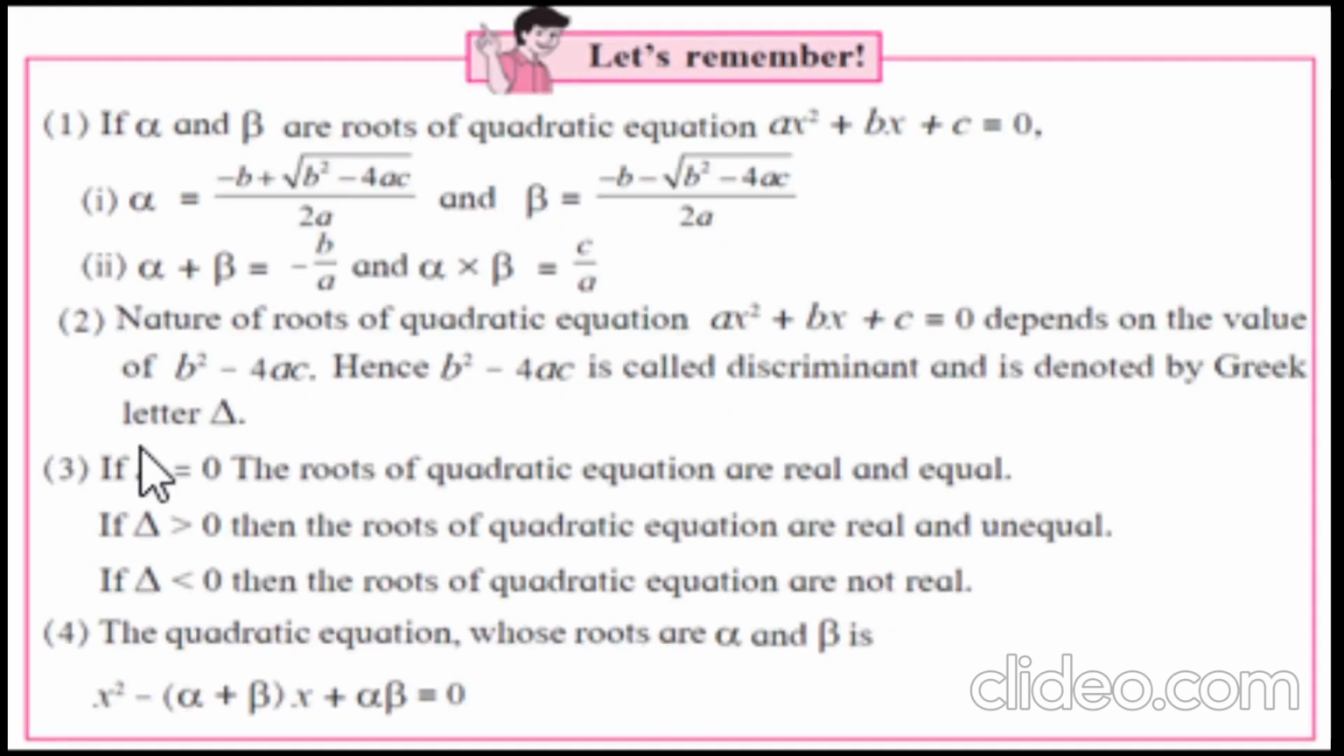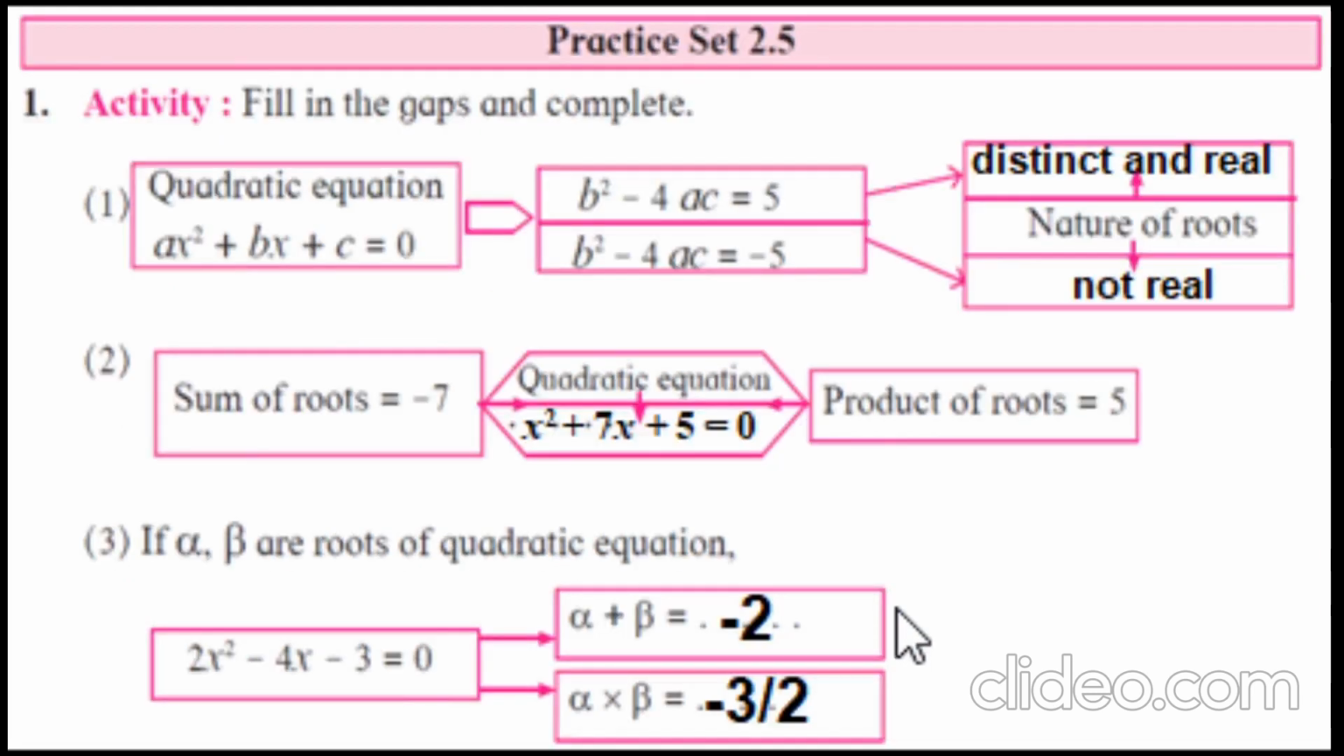This is the third point, point number 3. If delta is 0, then the roots of the quadratic equation are real and equal.